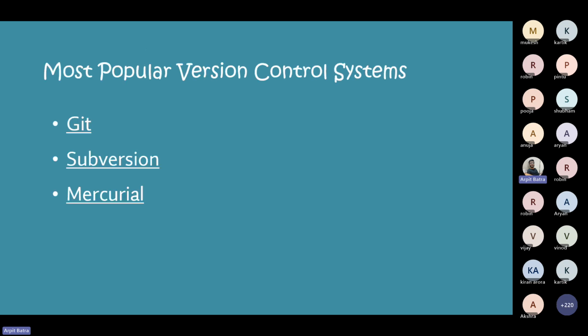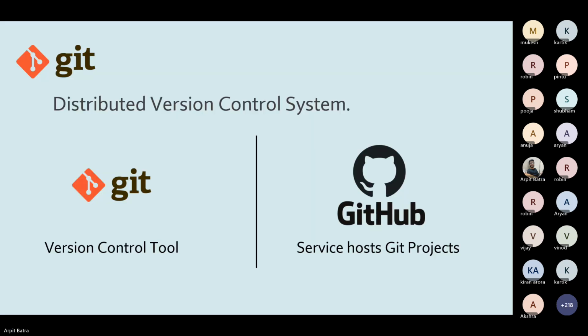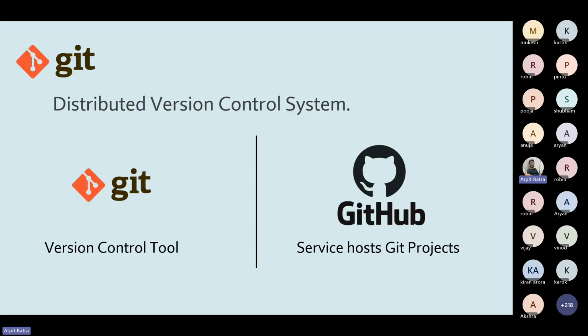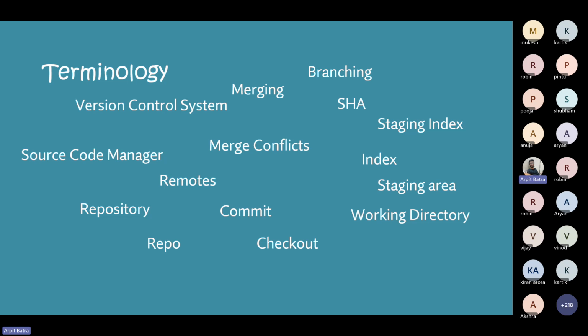So what is VCS? It includes Git, Subversion and Mercurial. Now we go for another slide, that is distributed version control system. There are lots of terminology out there that we might hear about when starting to learn about Git and GitHub.